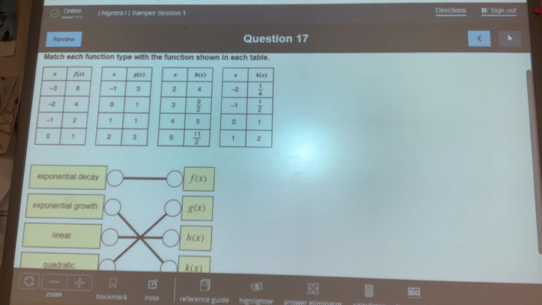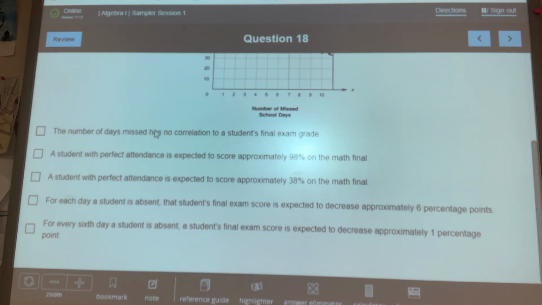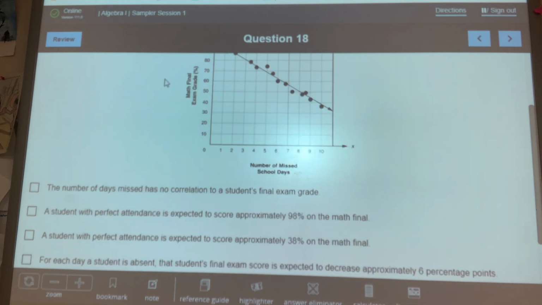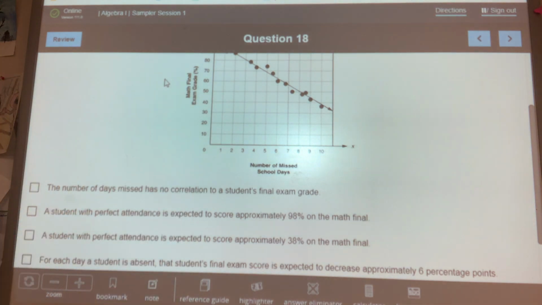Okay, on to the next one, number 18. It says, which of the following statements describes a linear model shown? Select all that apply. And on this one, I'm going to use process of elimination. If I look at A, it says the number of days missed has no correlation to a student's grade. That's obviously not true. So I could use this answer eliminator tool and eliminate this question right there. That's kind of fun. Okay, let's not use that anymore.